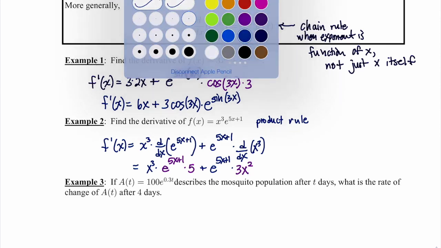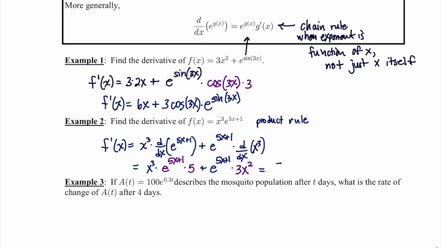And again, we could just rewrite this to make it look a little nicer. So I could say this is going to be 5x cubed times e to the 5x plus 1 plus 3x squared times e to the 5x plus 1. And you can see we could factor out an e to the 5x plus 1 if we wanted to, but this is just fine.